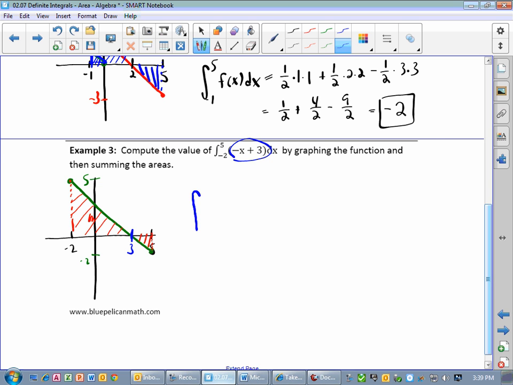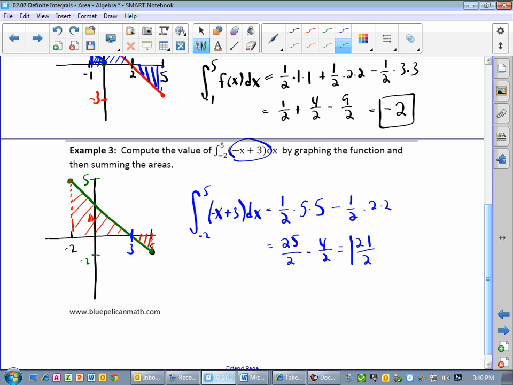So the integral from -2 to 5 of -x plus 3 dx will be 1/2 times, and this triangle has a base of 5 and a height of 5, minus 1/2 times, and this has a base of 2 and a height of 2. So we've got 25 over 2 minus 4 over 2, which equals 21/2.